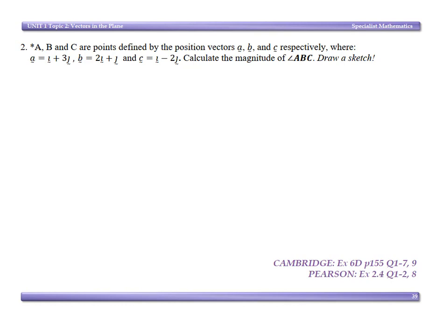One last example. A, B, C are points defined by the position vectors a, b, c respectively, where we have the three vectors in Cartesian form. Calculate the magnitude of angle ABC. Now this has a star because it's a little bit different. Recommend drawing a sketch.